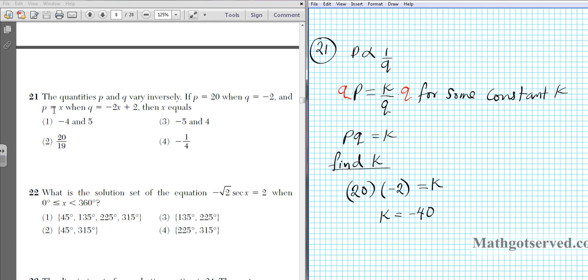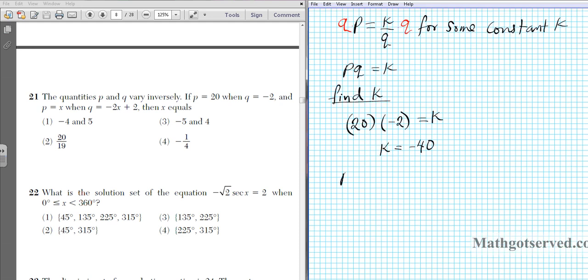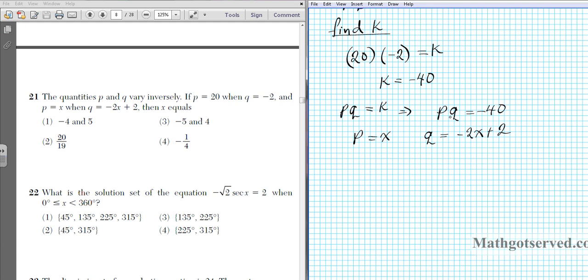Now this is the first relationship. Now, if we use P equals X and Q equals negative 2X plus 2, what equation are we going to get? We know that PQ is equal to K, and since K is negative 40, that implies that PQ is always going to be equal to negative 40. So if P is X and Q is negative 2X plus 2, what kind of equation can we form? Well, let's plug it into this equation right here. We're going to have X times negative 2X plus 2 equals negative 40.